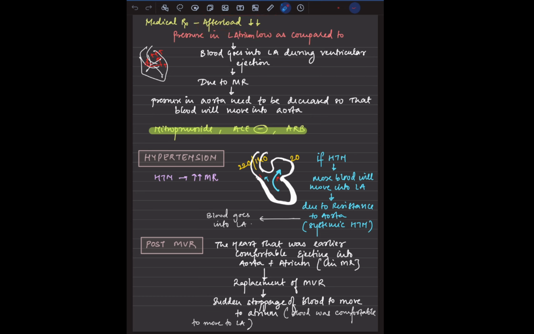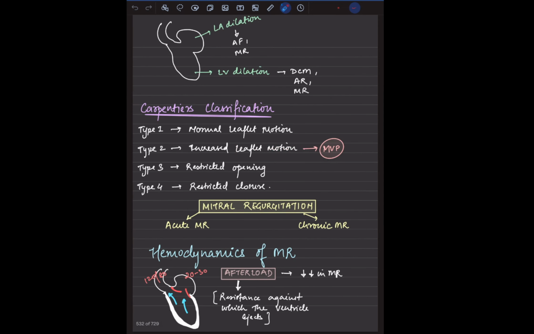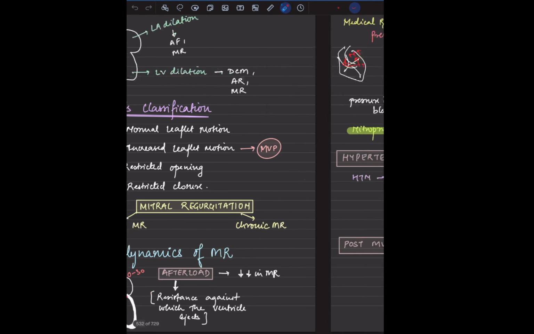Okay, so whatever the pressure in the left atrium is low as compared to the aorta, the blood goes into the left atrium during the ventricular ejection. Due to the mitral regurgitation, pressure in the aorta needs to be decreased so that the blood will move into the aorta. Now, whenever there is the afterload, if there is an increase in it, the blood is not going into the aorta, so we have to decrease the afterload to decrease the MR.